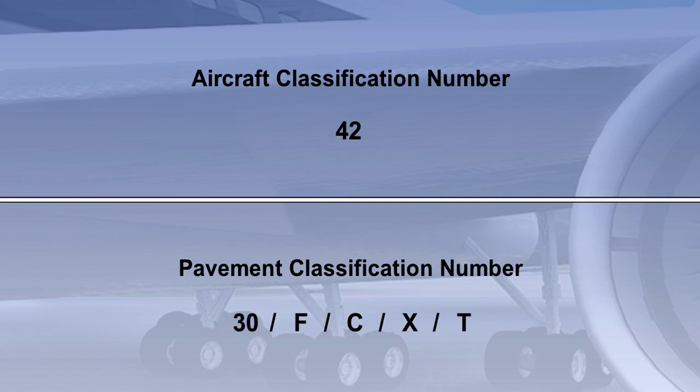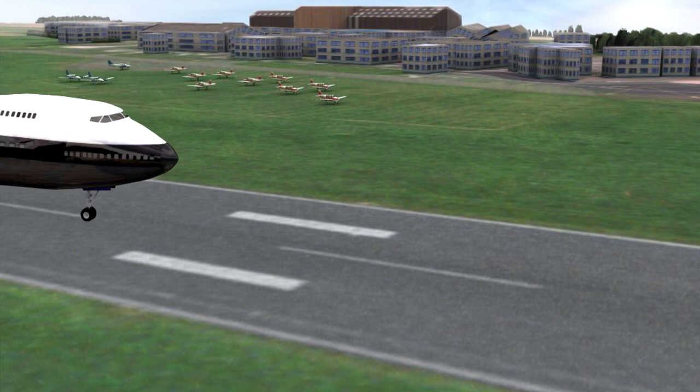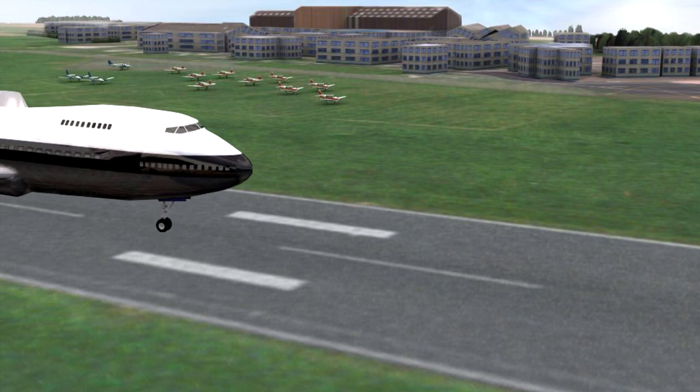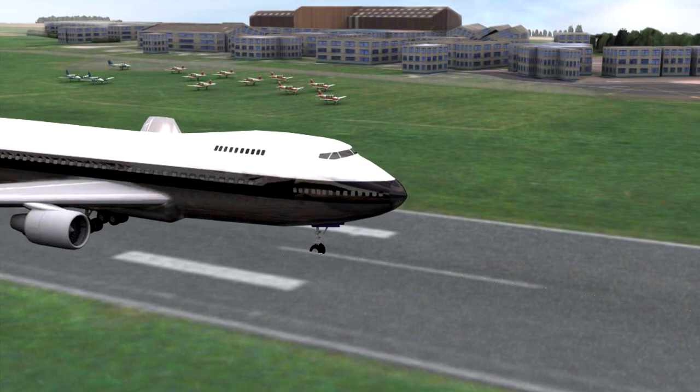This basically means that the aeroplane is applying a far greater load to the pavement than the pavement can bear. The pavement is capable of bearing an aeroplane classification load of only 30. It would therefore not be prudent for our aeroplane to operate on this particular aerodrome. There would be a danger of the aeroplane sinking into the pavement, causing damage to the pavement and/or the aeroplane.